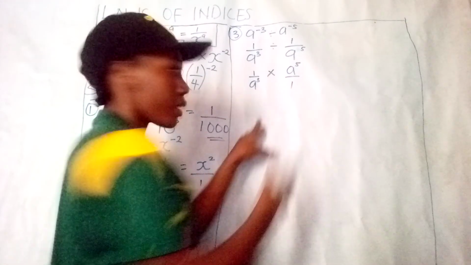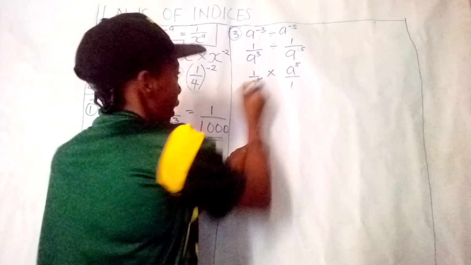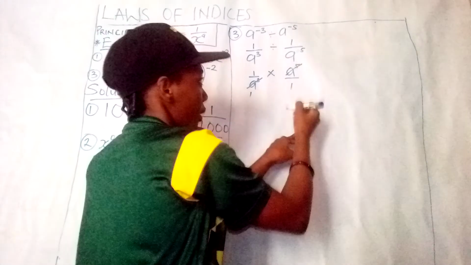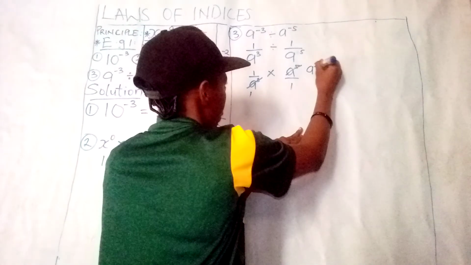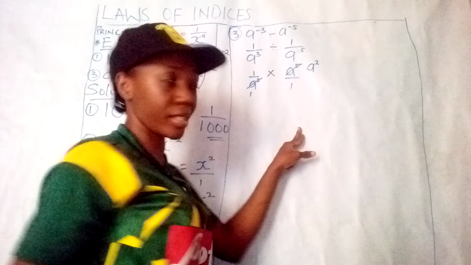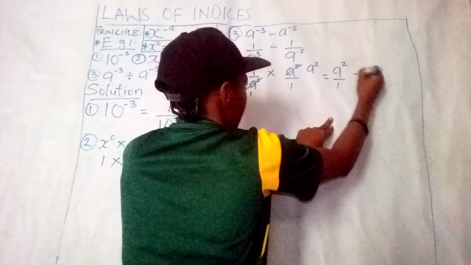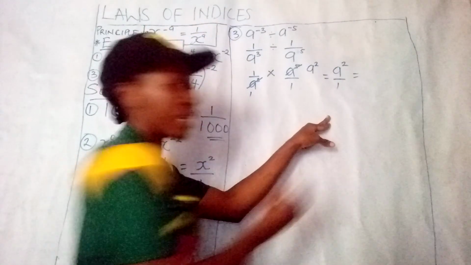Can you see that? Now if we were to cancel, a raised to the power 3 into a raised to the power 5 leaves us with a raised to the power 2. So we have a raised to the power 2 over 1, which is still the same thing as a raised to the power 2.